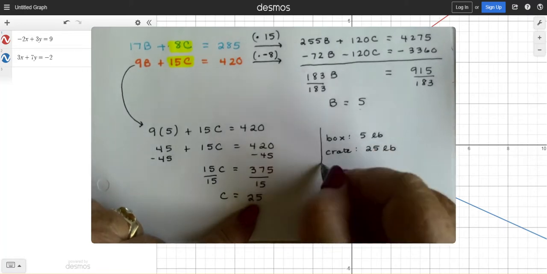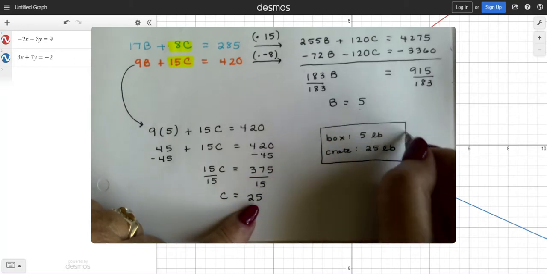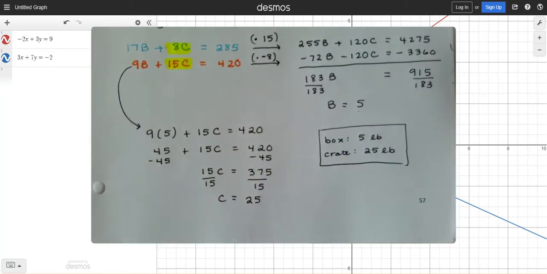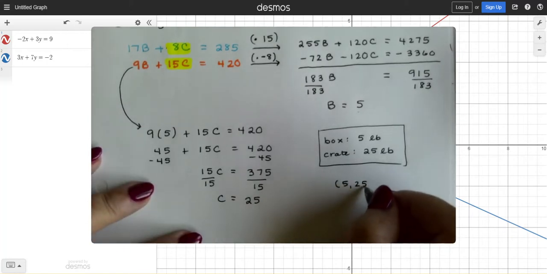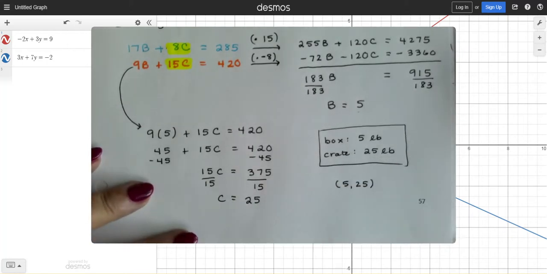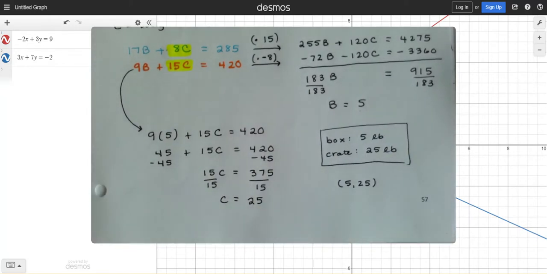Now in a case like this, a word problem like this, I'd probably not bother writing my answer as an ordered pair because the variables have meanings. And so for my reader, I'd want to label them this way. But we know that (5, 25) should be the intersection point of my two lines. So let's check.